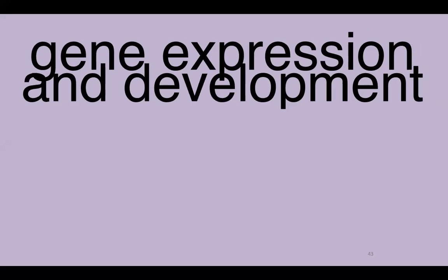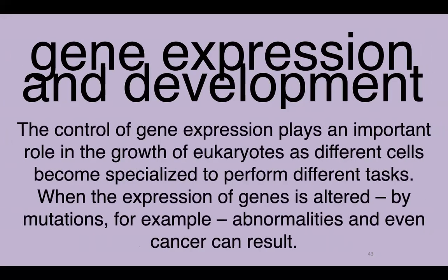Okay, so this section is going to go over how gene expression affects development. The control of gene expression plays an important role in the growth of eukaryotes as different cells become specialized to perform different tasks. This is super important because the entire point of gene expression is to control which genes are expressed, meaning which proteins are made and when. So if you think about all of the hundreds of different types of cells in your body, they are made differently because they have different functions in your body. All of that is completely based on gene expression.